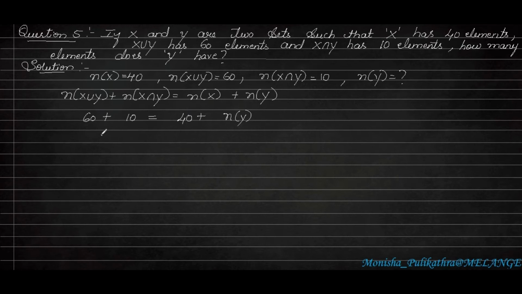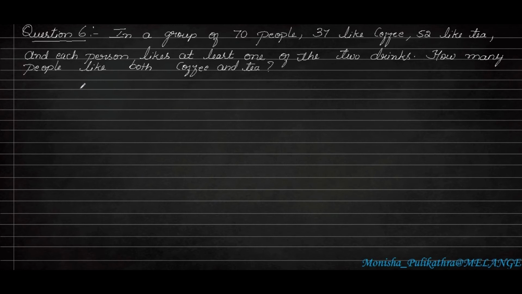So 60 plus 10 is 70, which is equal to 40 plus N of Y. So I'll be shifting 40 to the left hand side. So 70 minus 40 is equal to N of Y. Therefore, N of Y is equal to 70 minus 40, which is 30. So the number of elements in Y is 30. I hope you understood this. So moving on to the sixth question.